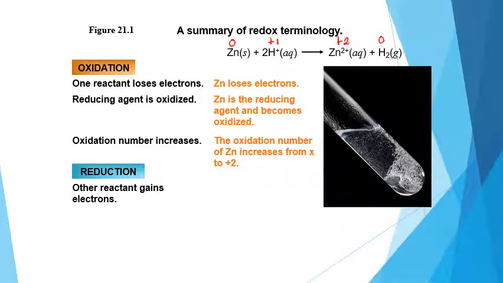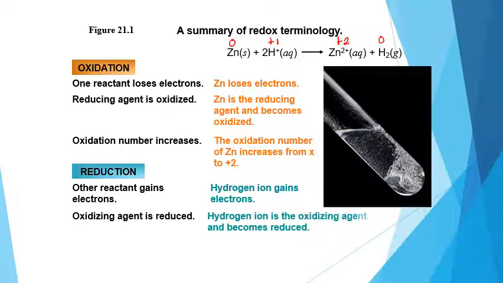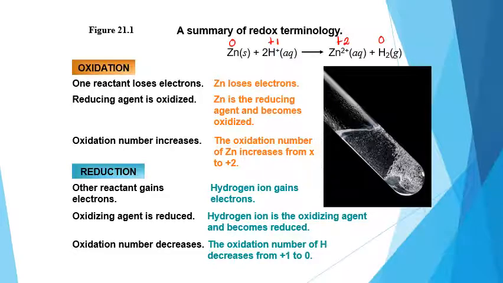On the other hand, the reduction reaction gains electrons. So the hydrogen gains electrons here. The oxidizing agent is reduced. Okay, so the hydrogen ion is the oxidizing agent and becomes reduced, and the oxidation number decreases. Therefore, the oxidation number of H decreases from positive 1 to 0.